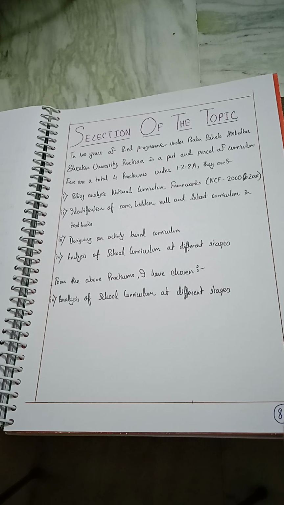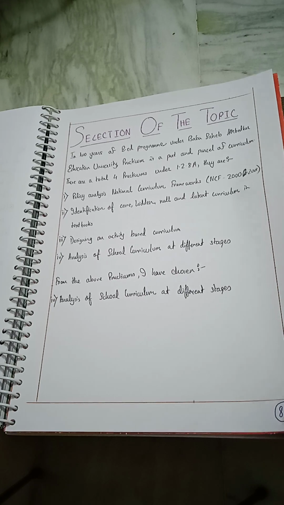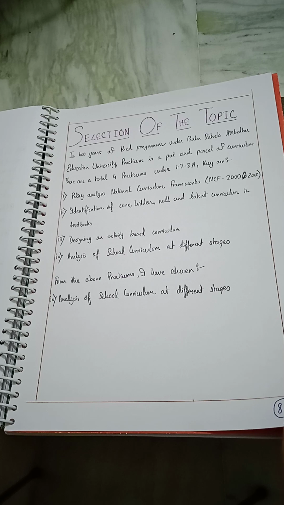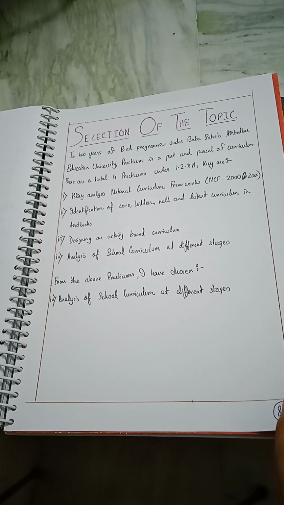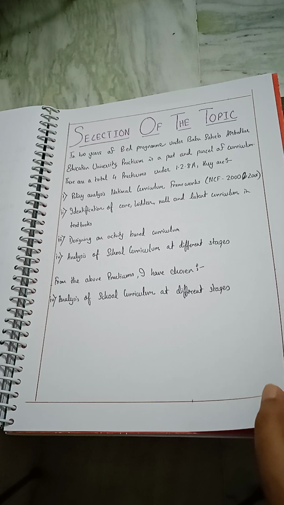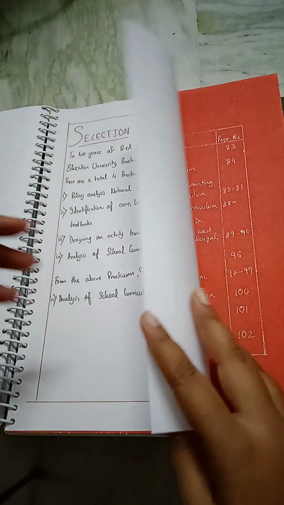As you can see here, I have made the selection of the topic. You can also make an objective of the topic. Both are the same thing. Actually, in an objective of the topic, you have to explain in detail why you have chosen this particular practicum, which is not very necessary in the selection of the topic.